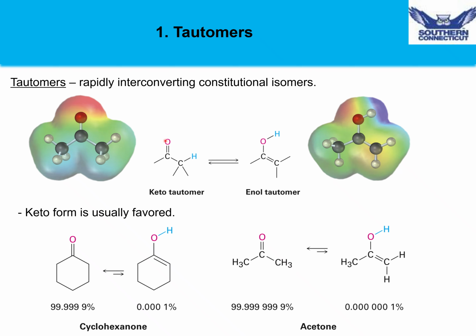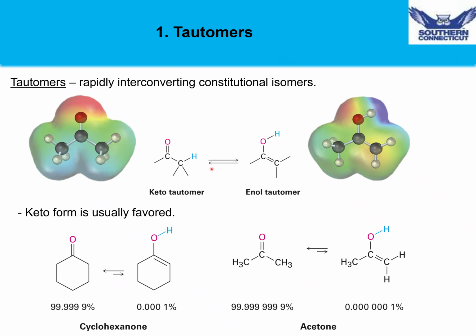Here, an example is shown with a ketone. The keto tautomer is on the left and the enol tautomer is on the right. If we count the number of atoms and the types of atoms in each of these two tautomers, we'll find that they're constitutional isomers of each other. And what makes them different from other constitutional isomers is that these two are rapidly interconverting.